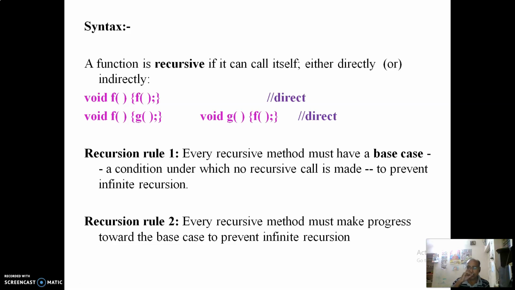The recursive rule 1: every recursive method must have a base case. That means a condition under which no recursive call is made, to prevent infinite recursion. Second rule: every recursive method must make progress toward the base case to prevent infinite recursion.